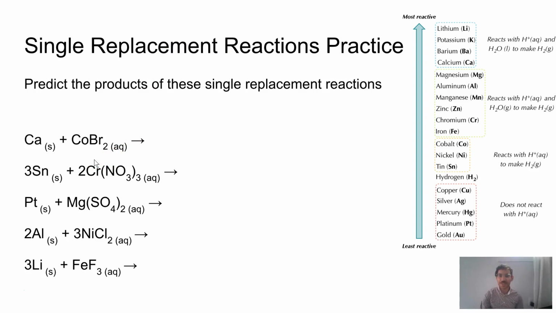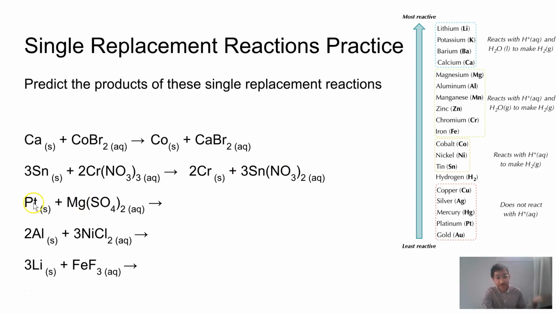Cool. Well, let's go through these together. Our first one, our calcium and our cobalt are going to swap places, and we're going to get calcium bromide. Down here, our chromium and our tin are going to swap places, and we'll have tin nitrate. Down here, magnesium and platinum should swap places. Pretty easy, and we'll have platinum nitrate.